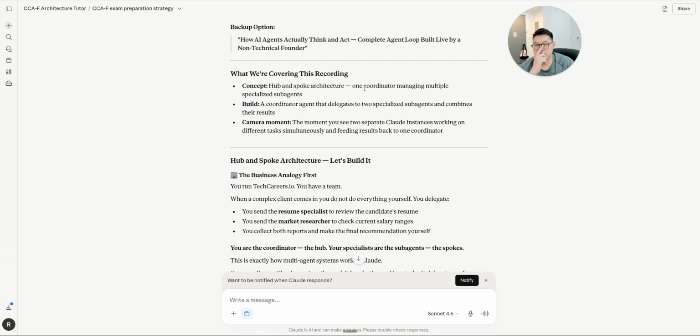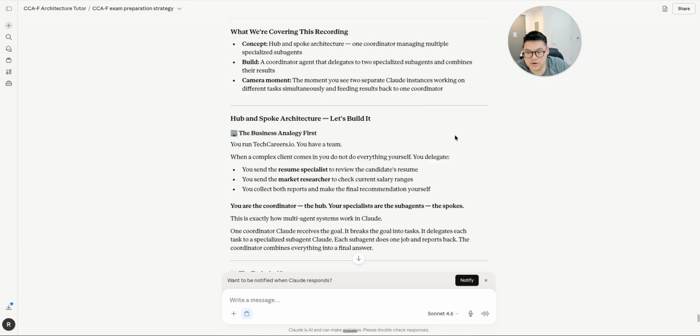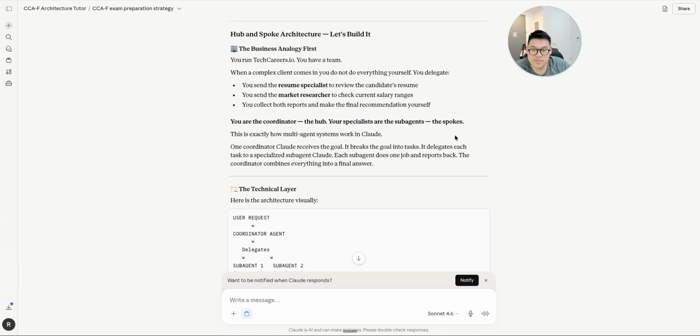Okay, concept: hub and spoke architecture, one coordinator managing multiple specialized sub-agents. Build a coordinator agent that delegates to two specialized sub-agents and combines their results. Camera moment: the moment you see two separate Claude instances working on different tasks simultaneously and feeding the results back to one coordinator. Hub and spoke architecture, the business analogy first.